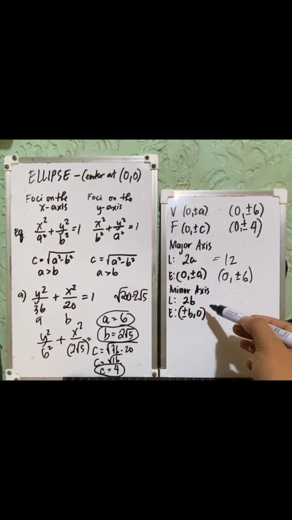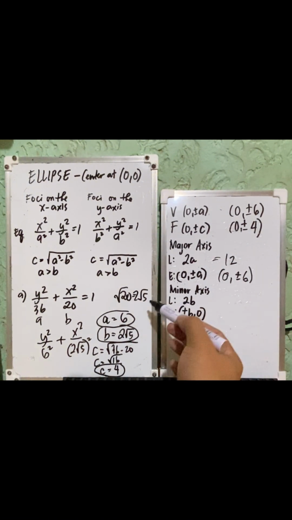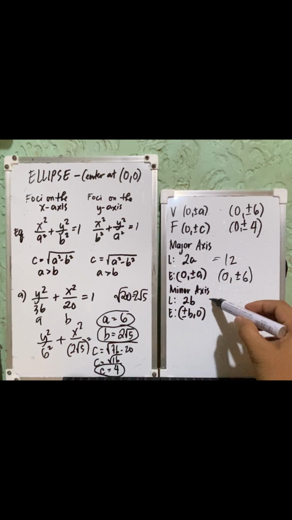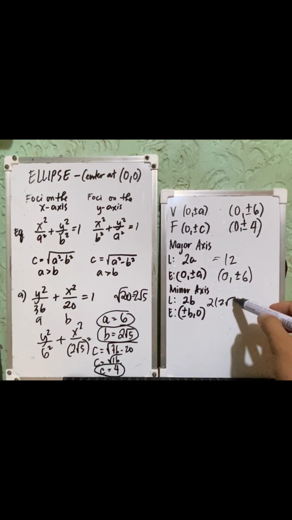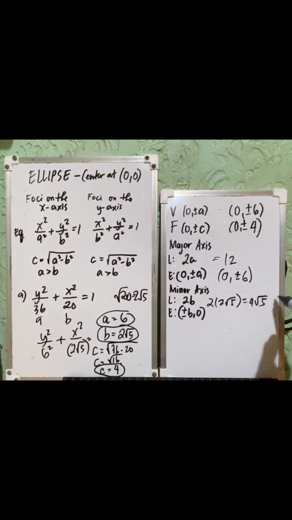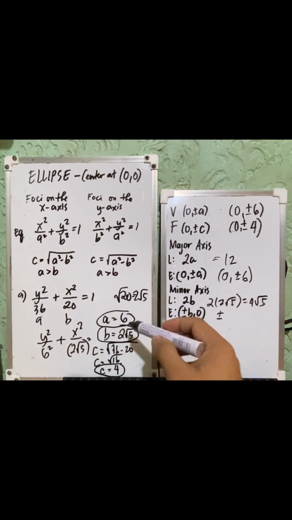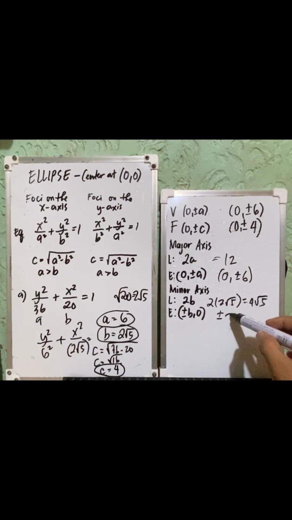The minor axis is just 2b. What is your b? Your b is 2 square root of 5. So 2 times 2 square root of 5 is equal to 4 square root of 5. And the endpoints are positive or negative b, 0. So this will become positive or negative 2 square root of 5, 0.